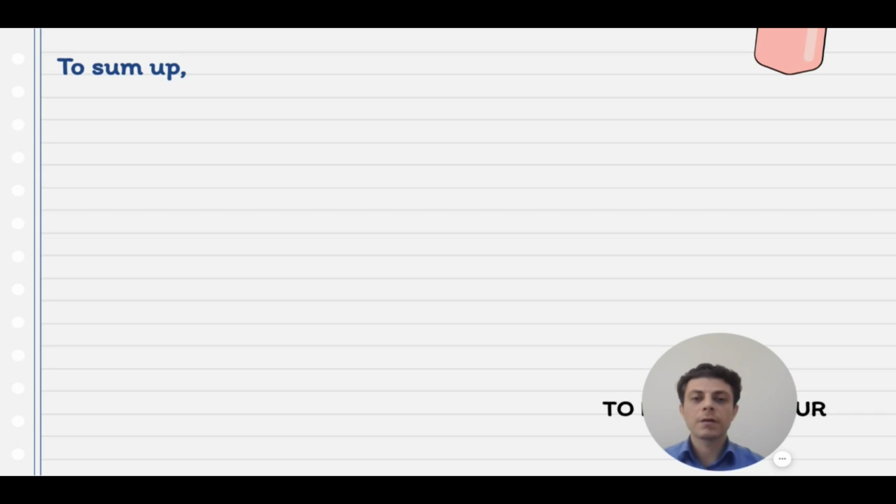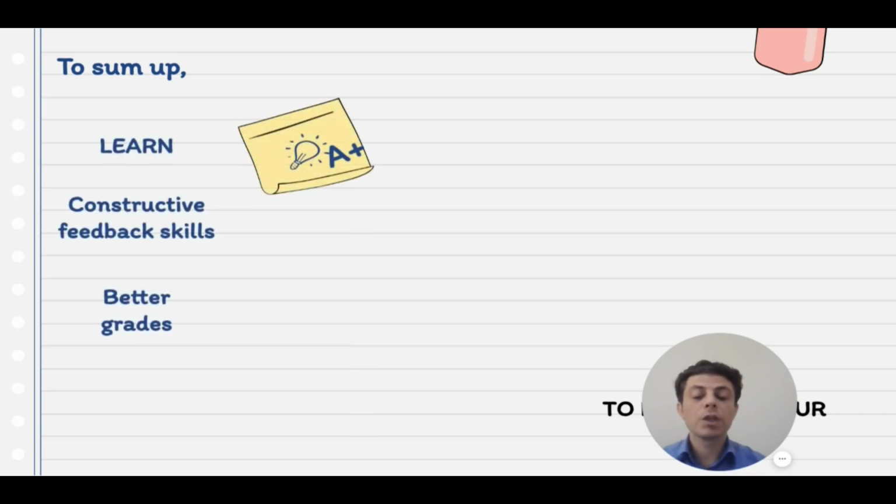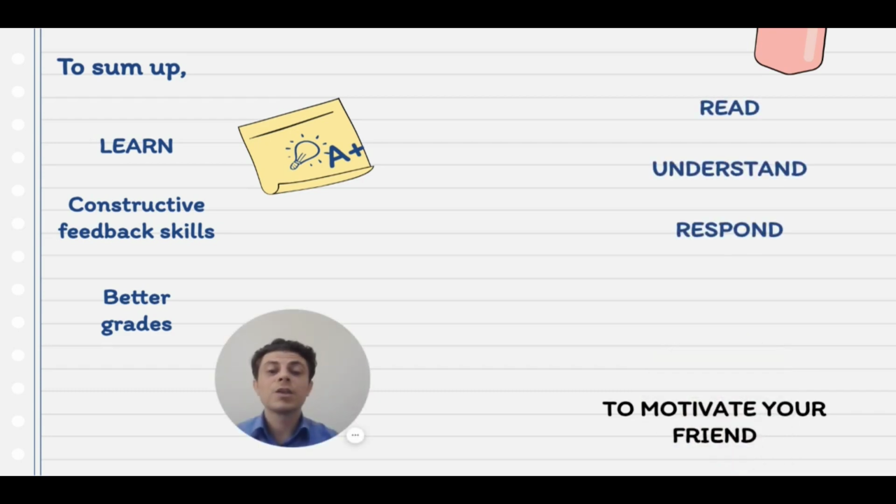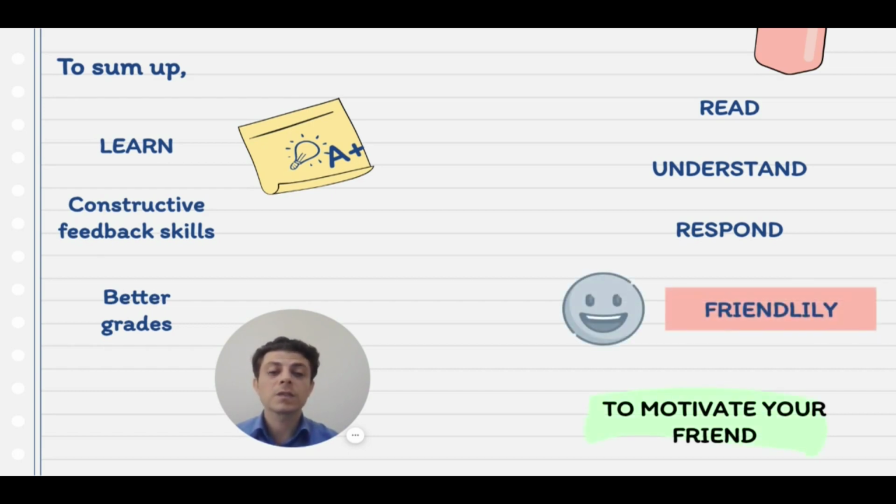To sum up, when you're peer reviewing, you learn from your friend's paper and you learn how to give constructive feedback, a very essential critical skill. At the same time, you'll get better grades writing your own paper. How you do it? You read, understand, and respond to your friend's writing in a friendly way so that you motivate them to write better.